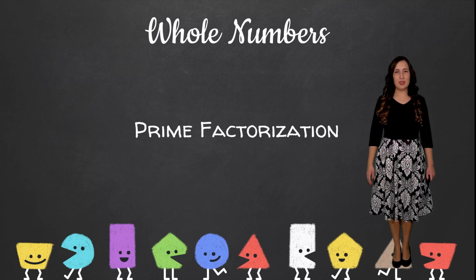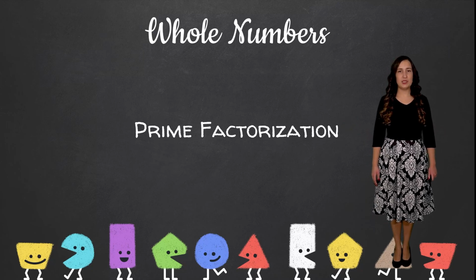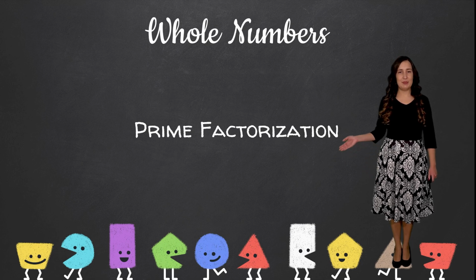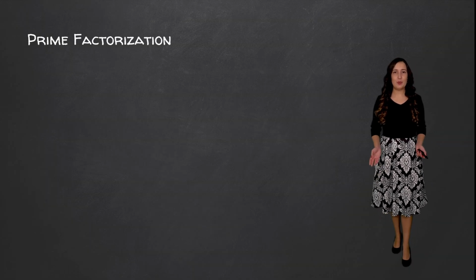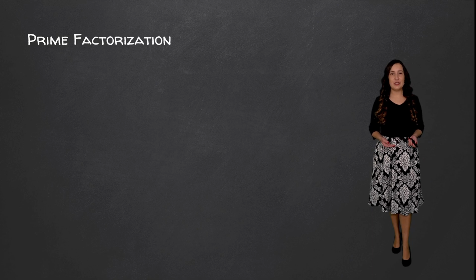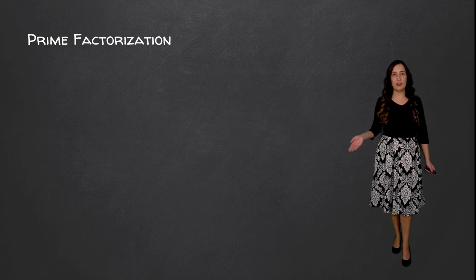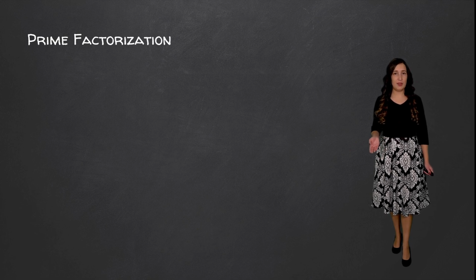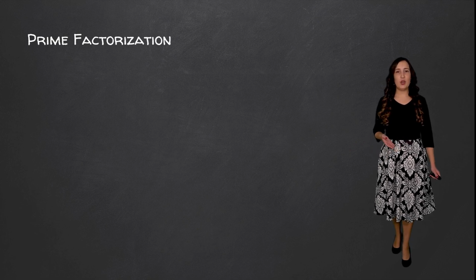Mathematicians, today we're going to be learning about whole numbers. More specifically, we're going to be learning about prime factorization. Before we get started, prime factorization is when we write out all our factors in prime numbers, okay? So we could have multiple factors, and as long as they're all prime numbers, that means we're done.